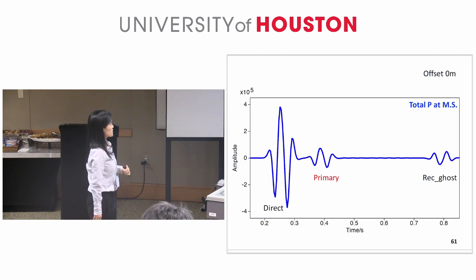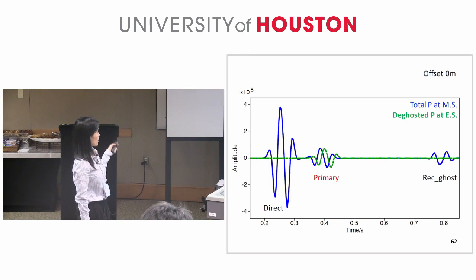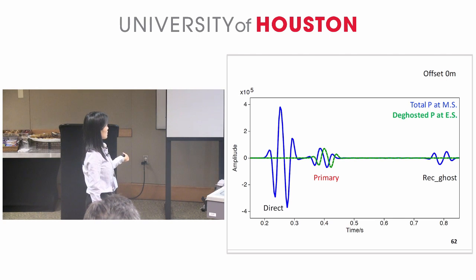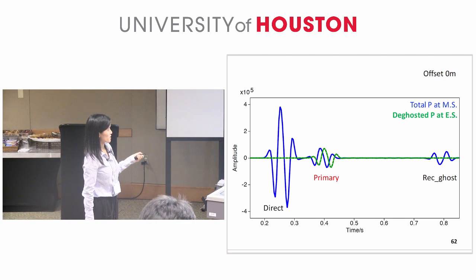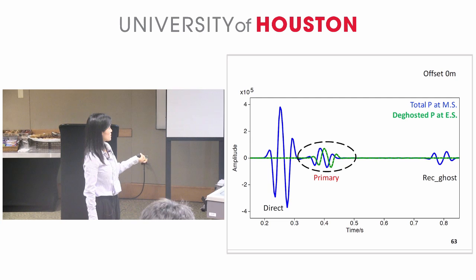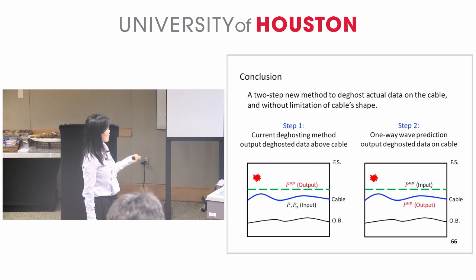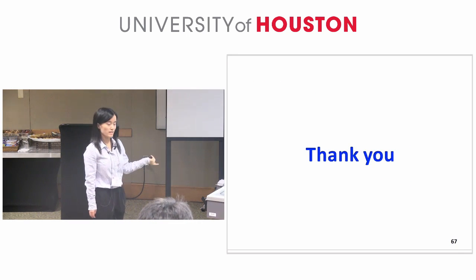Okay, so we can show you one single trace plot at offset 0 meters, and the blue line here shows you the total wave, and you have down wave. This is up wave. So the green line here shows you deghosted result at a shallower depth. You can see the down wave has been removed, and the up wave here, which is primary, is delayed. The green line is delayed than the blue line. So next I show you the final result from the second step. You can see the red line is overlapping with the blue line. Means we have finally deghosted the actual data.